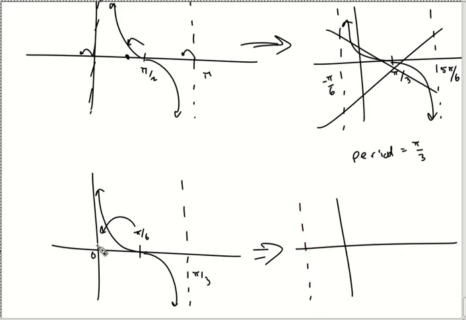So here we go. 0, I'm shifting over pi over 6. This, I'm shifting over pi over 6. This guy, I'm shifting over pi over 6. So negative pi over 6, 0, and it actually ends up right here at pi over 6. Pi over 3 minus pi over 6 is pi over 6. And then I draw my cotangent. There you go. So that's the shift and the new period.